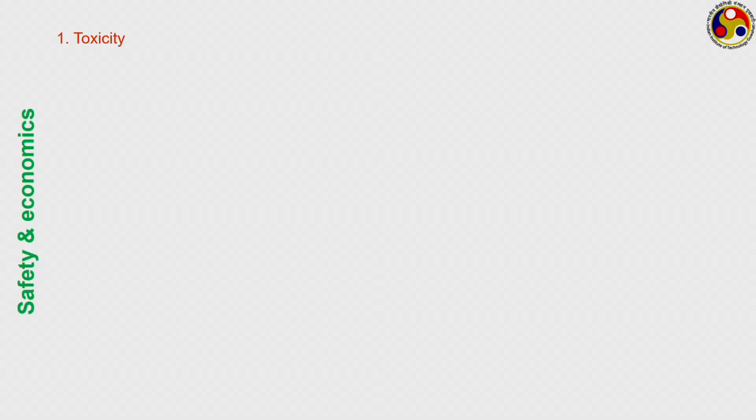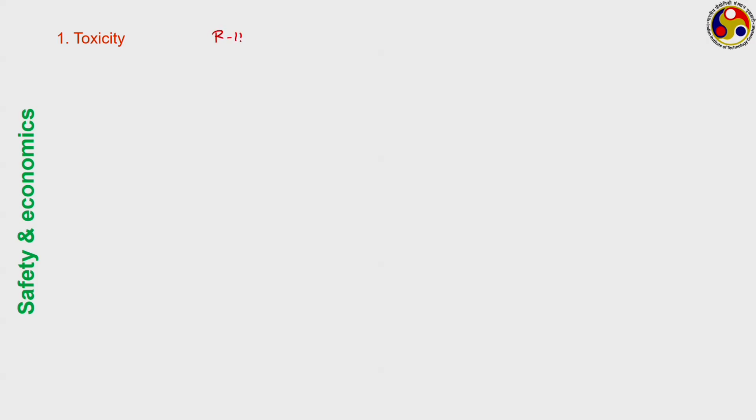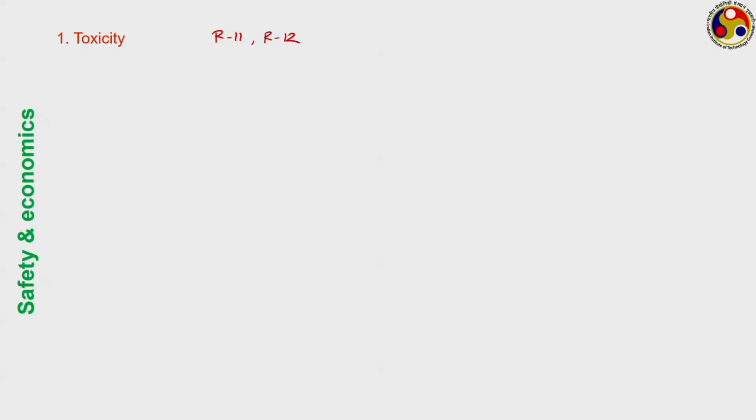Second group of properties are the safety and economics based properties. Here the toxicity is very important. Natural refrigerants like ammonia, sulfur dioxide are highly toxic. Synthetic refrigerants like R11, R12, they are non-toxic under normal condition, but when they come in close to some kind of open flame, they produce highly toxic gases. So, we have to be careful while using them.